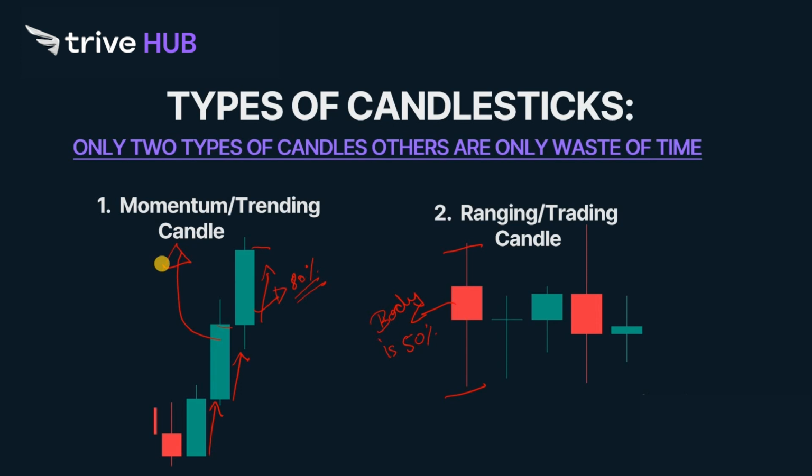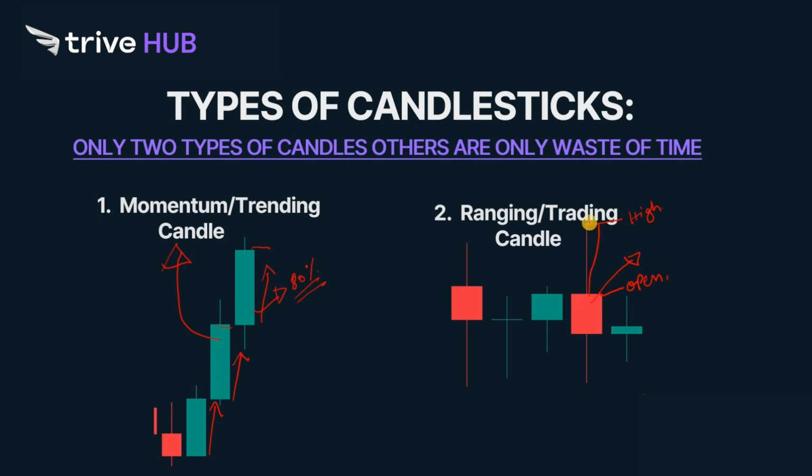Other than that, all candles are ranging candles, which do not have any momentum in them, and they are showing a lack of strength, which means neither bulls nor bears have control of the market. Let's see this candle. What happened in this red candle? The opening price is here and it made a high all the way up here.